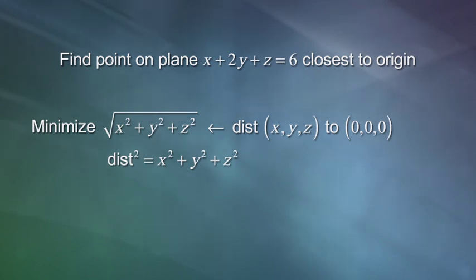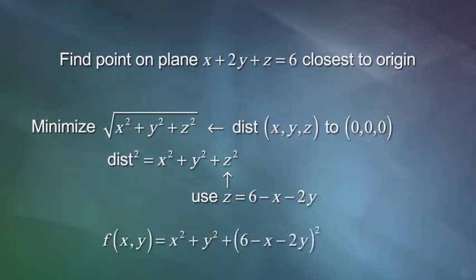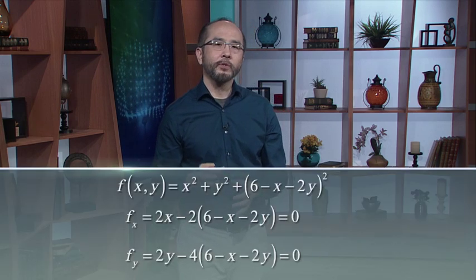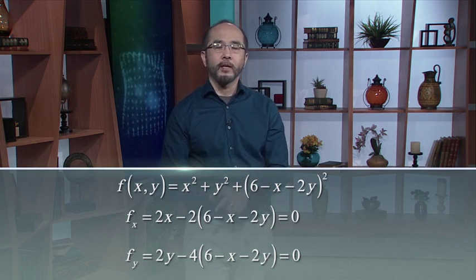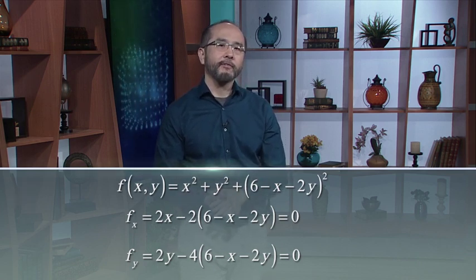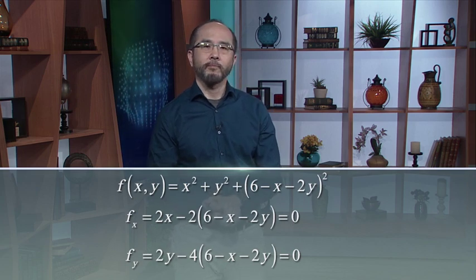To restrict the point x, y, z to the plane, we substitute z equals 6 minus x minus 2y. And then we find that the function we want to optimize is f of x, y equals x squared plus y squared plus the quantity 6 minus x minus 2y, squared. That's a two-variable function. So to find its critical points, I'll set df equal to 0, which means setting the partials f sub x and f sub y equal to 0. Take a look at these calculations for f sub x and f sub y and see if you agree.